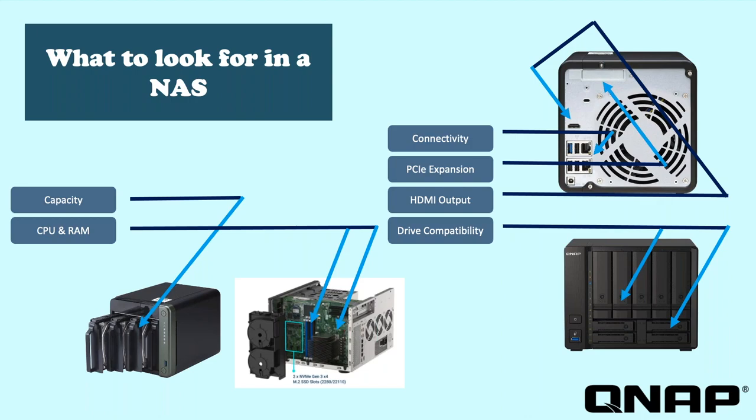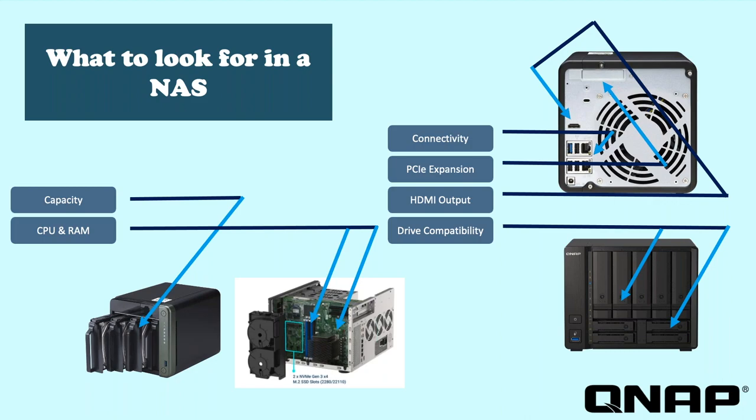And also with PCI expansion slots, you can install a QM2 card. A QM2 card allows you to have M.2 SSDs within the NAS. So you can use SSD for caching, and you don't have to sacrifice your bays. You can use an extra PCI card that you can install M.2s on, and then you can use that for caching. So you can get better speeds out of the NAS without sacrificing a front panel bay.